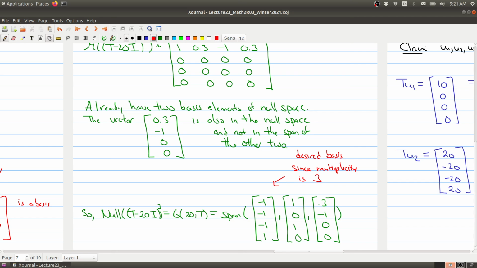So we're going to pause here, and then in the next part we're going to try putting all these pieces together to finish up the proof, finish up the example.